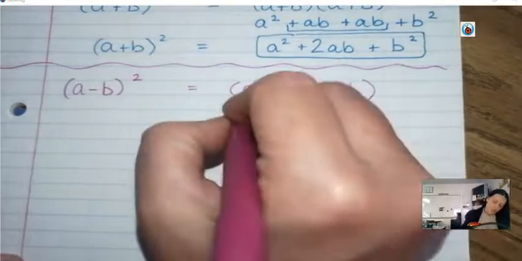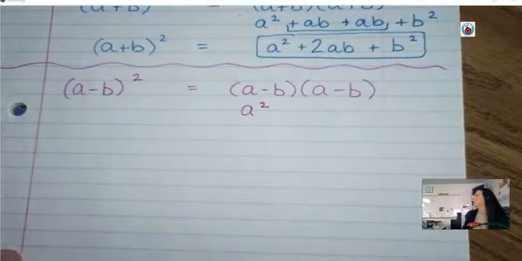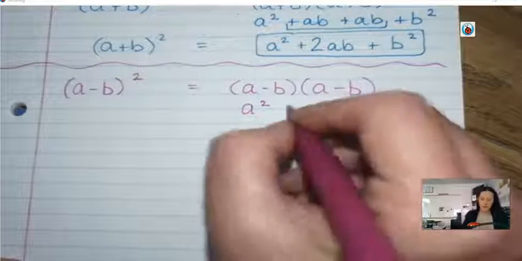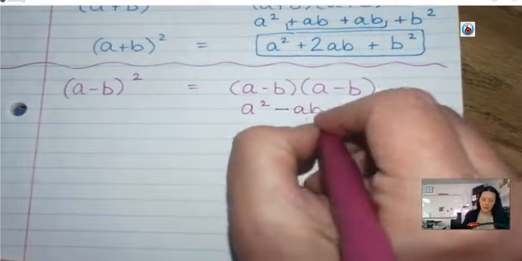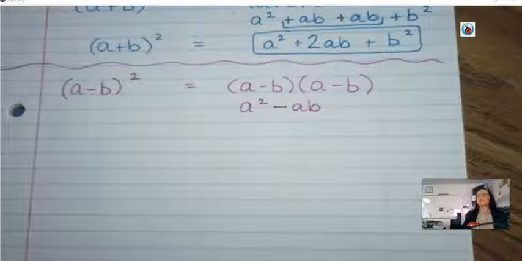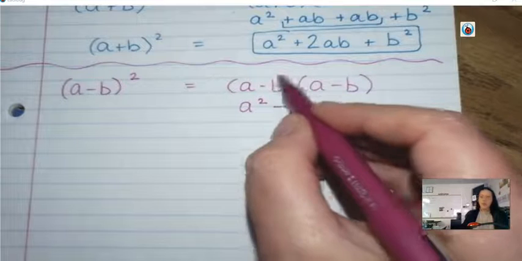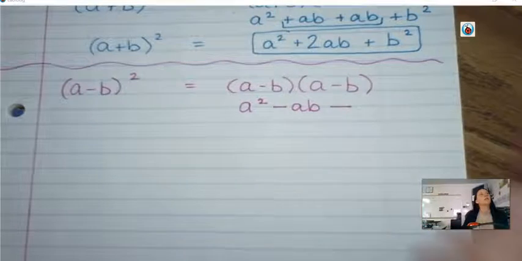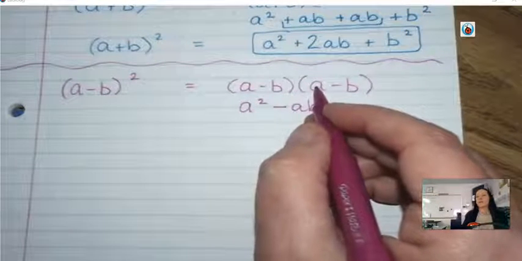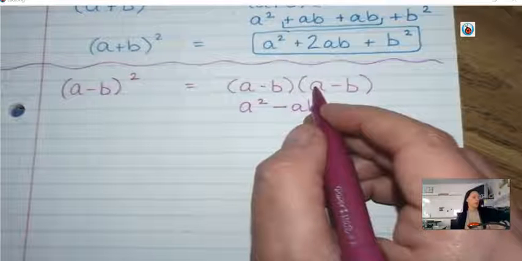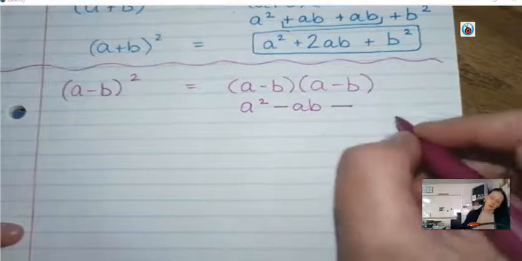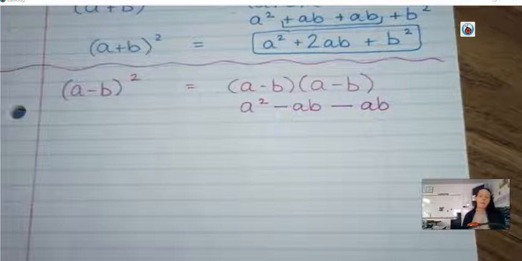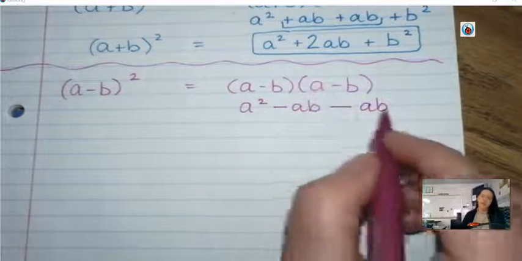A times a is a squared. A times negative b. So a positive times a negative is minus. A times b is ab. Then the inner two, negative b times a. A negative times a positive is going to make this negative. B times a, remember multiplication is commutative, so you can switch it around. B times a is the same as a times b. So we usually put things in alphabetical order. So negative b times a is still negative ab.